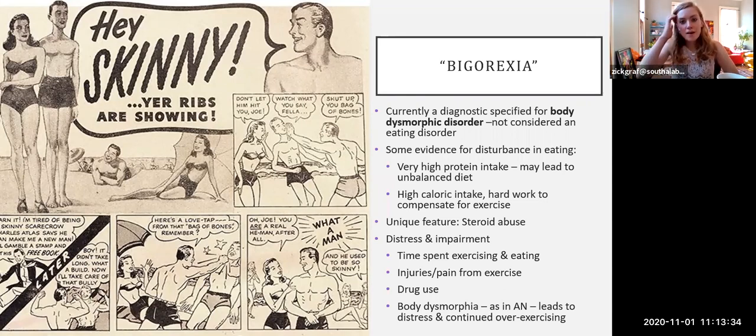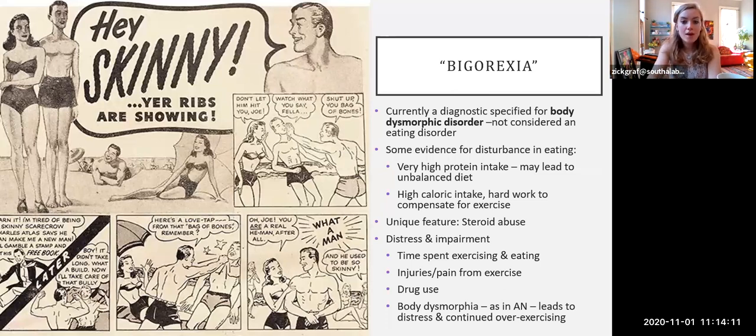The distress and impairment that can come with bigorexia, aside from the dysmorphia and dysphoria about not being as muscular as they think they should be and perceiving themselves as thinner than they are, include impairment from just the sheer amount of time that you need to spend exercising and eating in order to build this much muscle. There are also overuse injuries and pain from excessive exercise and dangerous weightlifting, and drug use, including steroid abuse, but also potentially prescription painkiller abuse to deal with the constant injuries, and the body dysmorphia itself, which leads to a cycle of distress and continued overexercising.